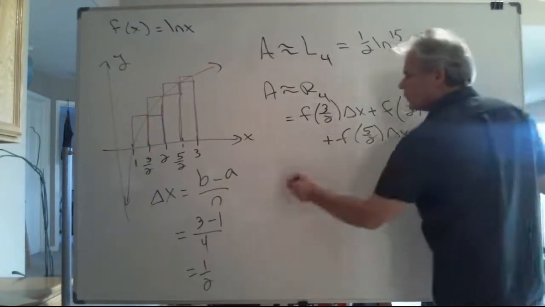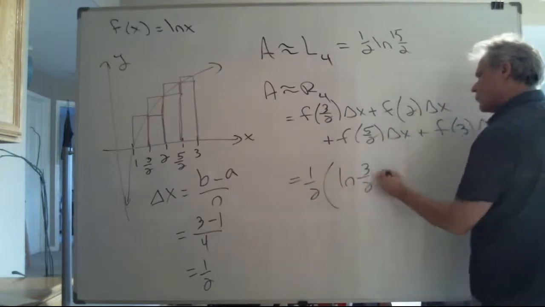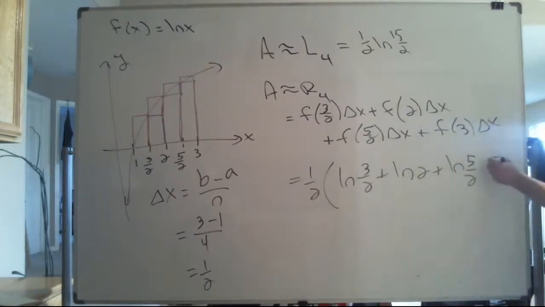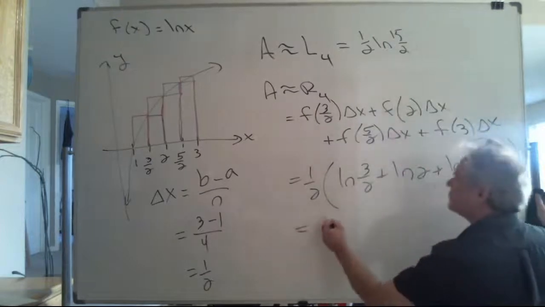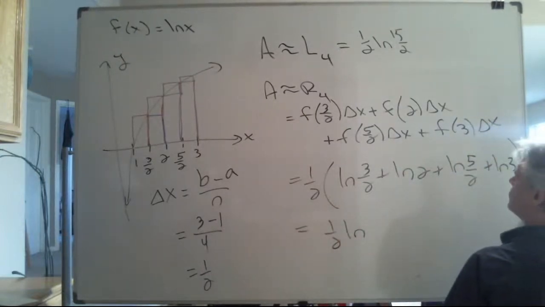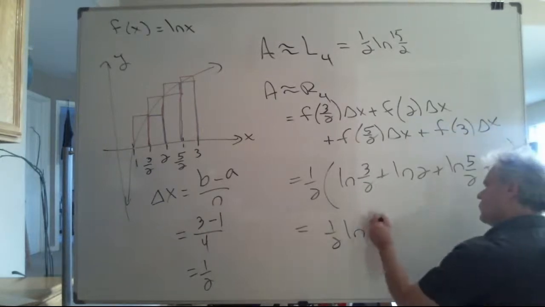Or how about this? Pulling out the delta x. Now, what is left over? So is that a 45 over 2?